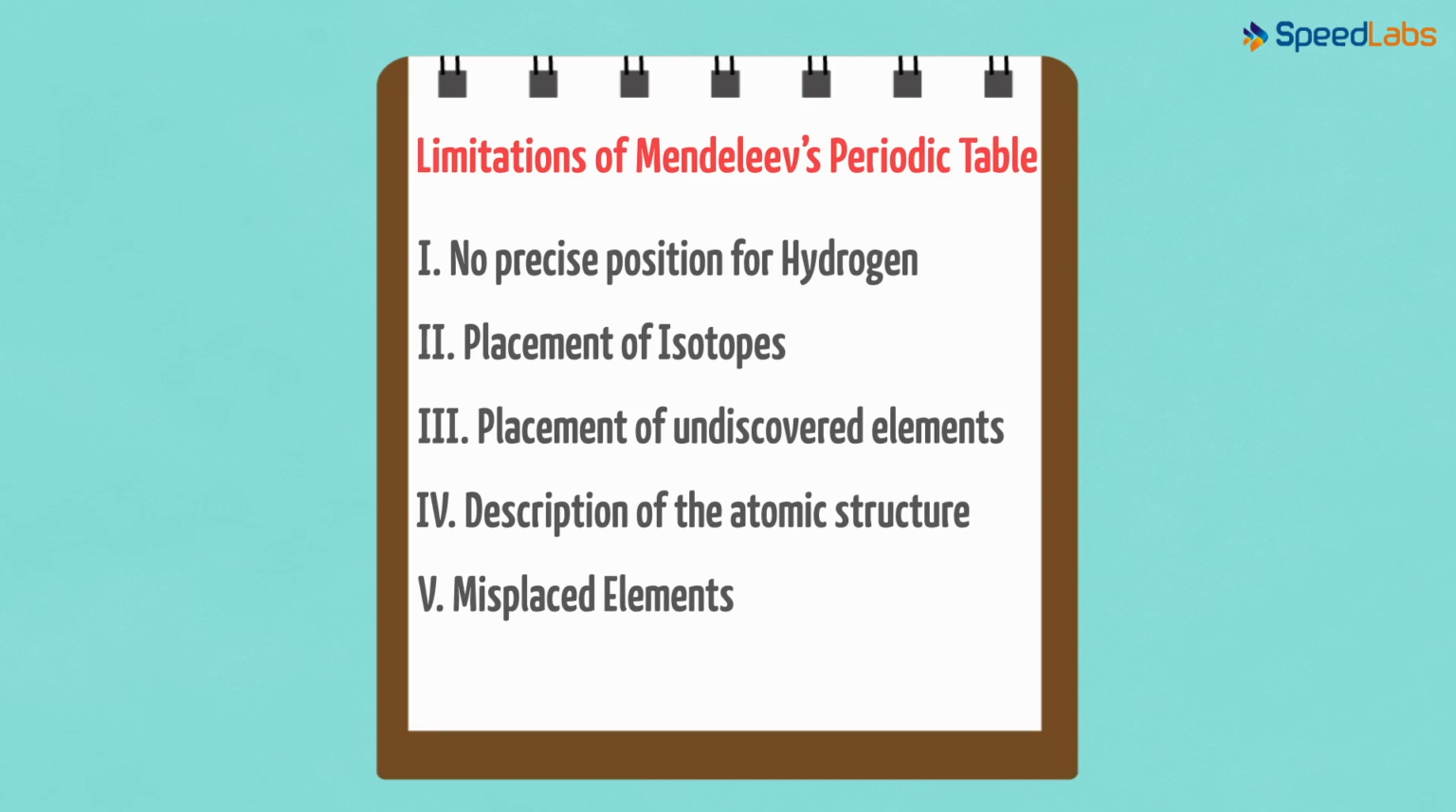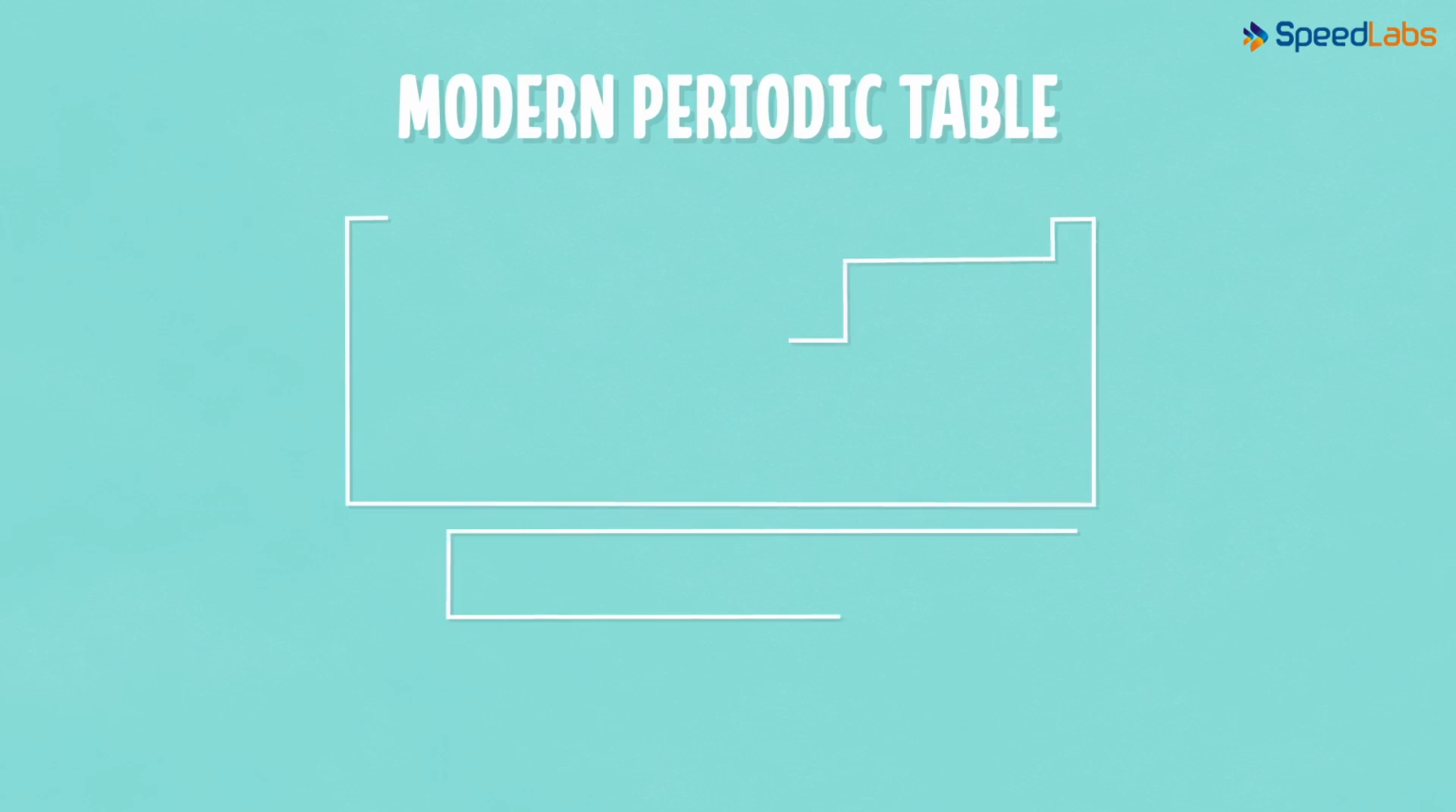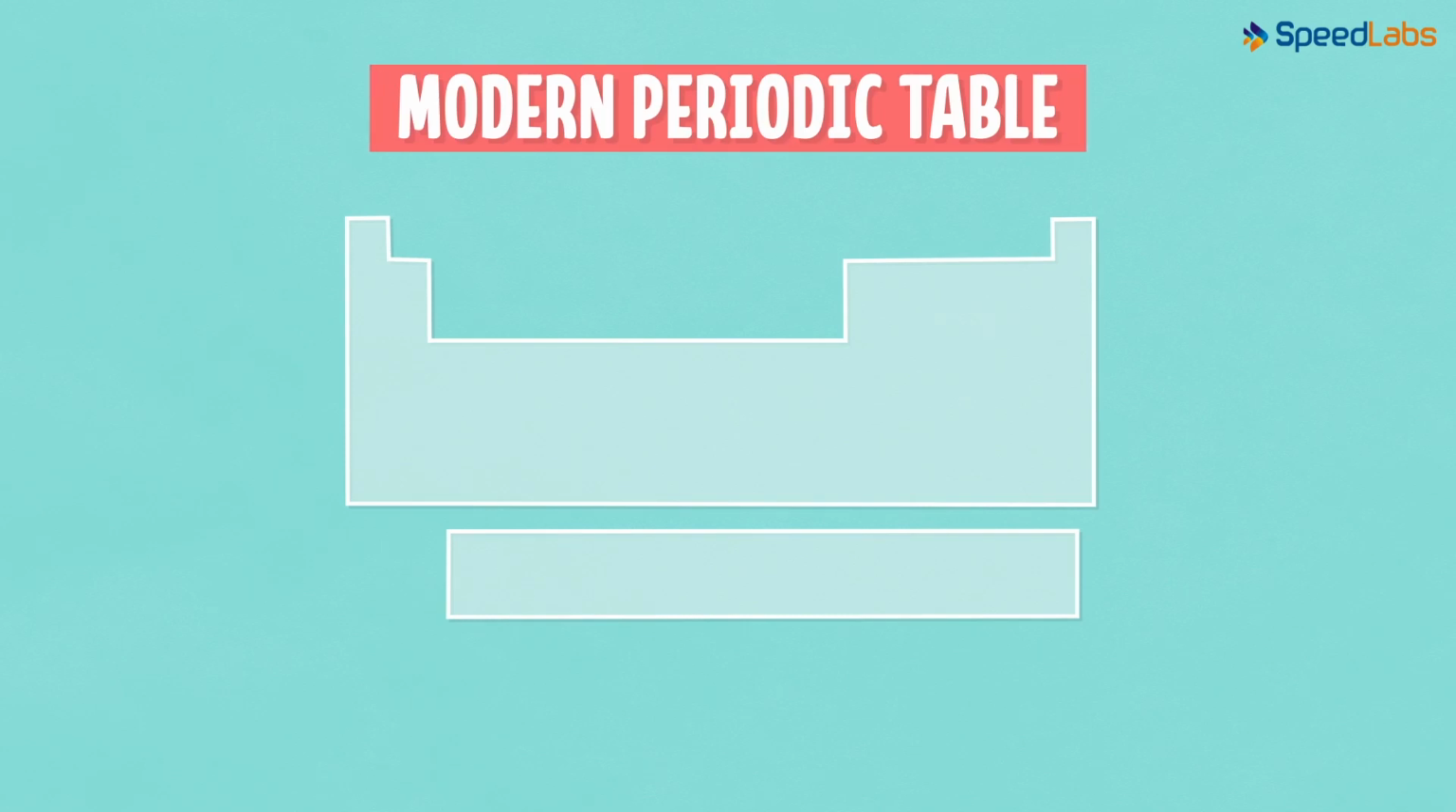However, in spite of these limitations, Mendeleev's periodic table was widely accepted. It helped in forming a base for the modern periodic table later. Wait, we have been discussing the term modern periodic table since the past few videos. So now, let's talk about this table in detail in the next lesson.